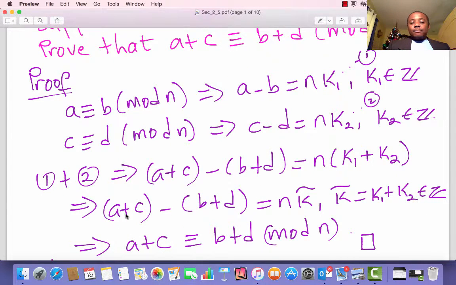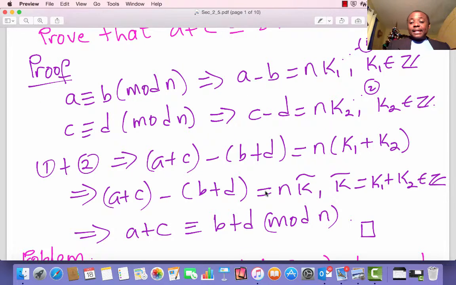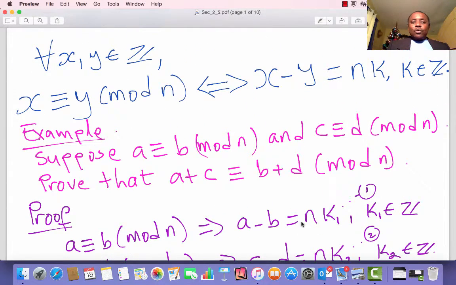That breaks down to (A plus C) minus (B plus D) equals n times k wiggle, where k wiggle equals k1 plus k2, and that is an integer because the sum of two integers is an integer. By the definition of congruence, that means A plus C is congruent to B plus D mod n. So whenever you are told that x is congruent to y mod n, you immediately interpret that as x minus y equals n times some integer k.